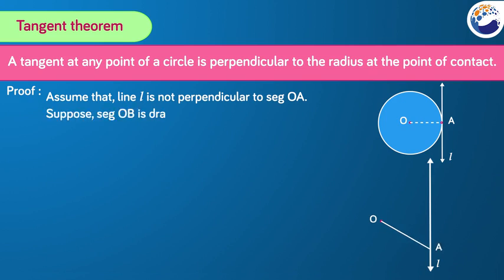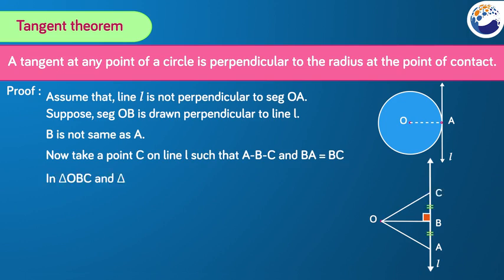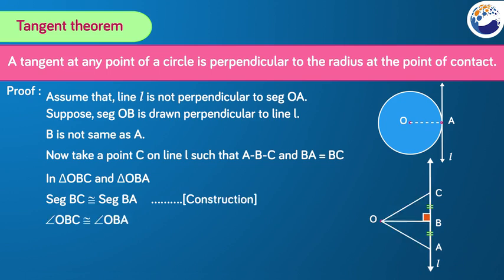Suppose segment OB is drawn perpendicular to line L. B is not the same as A. Now take a point C on line L such that A-B-C and BA is equal to BC. In triangle OBC and triangle OBA, segment BC is congruent to segment BA by construction. Angle OBC is congruent to angle OBA, since each is a right angle.